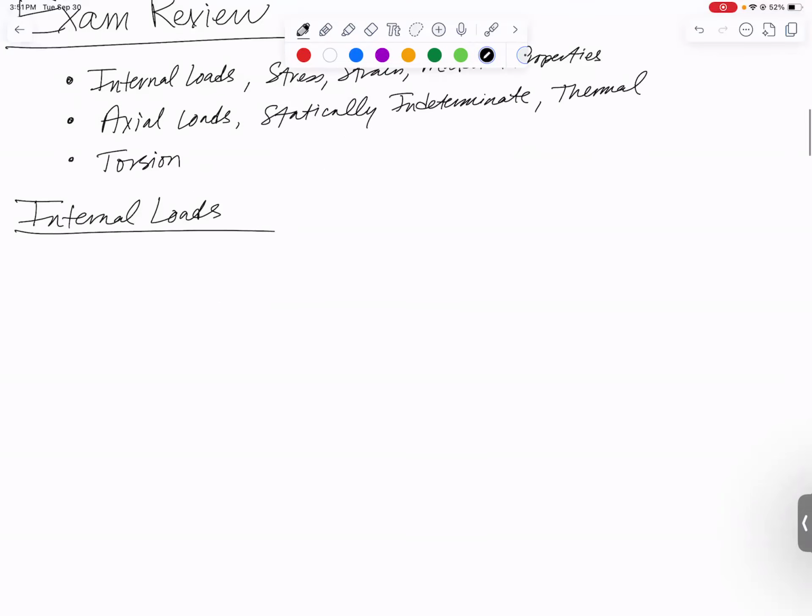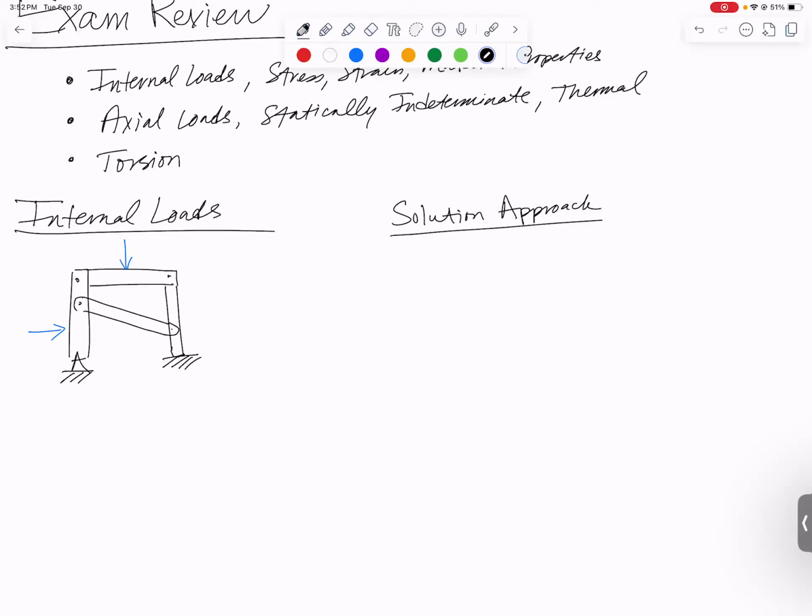With internal loads, here's the idea. You have probably some kind of structure. It could be anything, a beam or a frame. Here, let me draw a quick frame. And let's say that this is pinned on one side and it's fixed on the other. Maybe there's a force right there. Maybe there's another force acting over on the side right there.